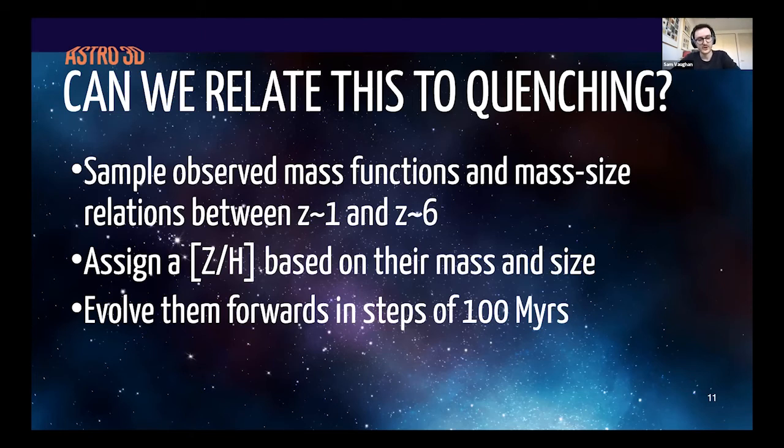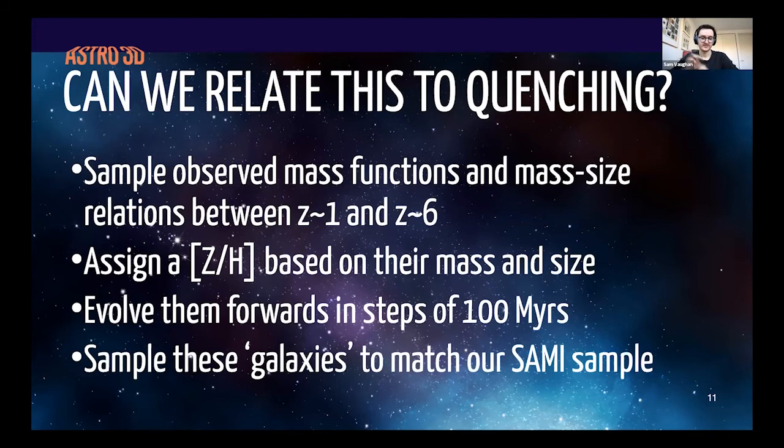So when I get to redshift 0, I take all these galaxies and I select a sample which closely matches my own SAMI observations. So I choose these points so they have the same distribution of stellar mass and the same distribution of size. And I'm then going to see whether my metallicity assumptions will match the observed points.